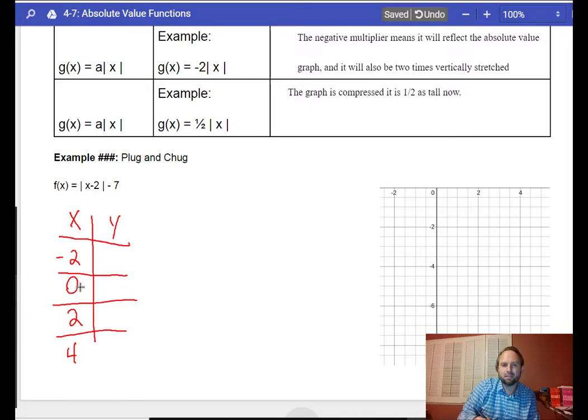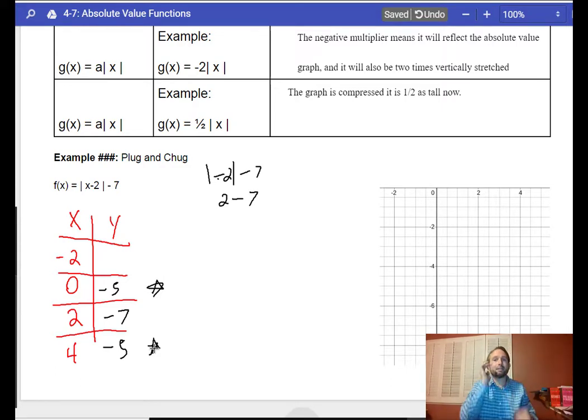All right, if I plugged in 0, 0 minus 2 is -2, but it's in absolute value, so now it's positive, and then 2 minus 7 is -5. Oof. Now if I plugged in 2, 2 minus 2 is 0, minus 7 is -7. Let's plug in 4. 4 minus 2 is 2, 2 minus 7 is -5. Hey, wait a second here. We have repeats. When we have repeats, in between will be our vertex. Well, looks like our vertex is going to be that 2 right there.